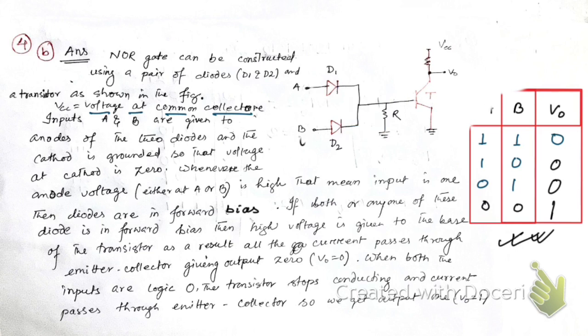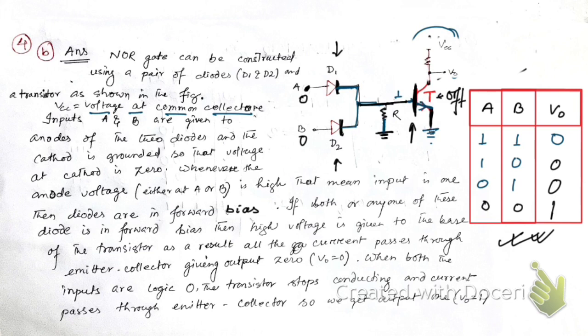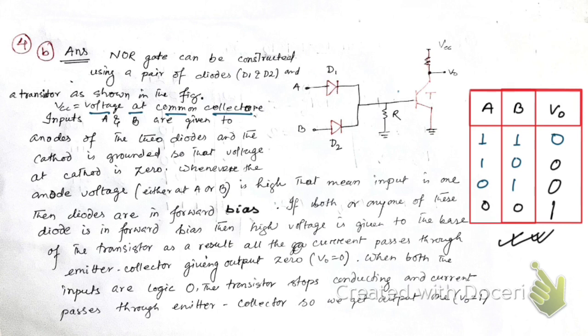So take a screenshot of this. Let me clean this so that you can take a screenshot. Here this is the diode, you can see, let me make it darker. This is B, this is A, this is VCC, and this is V0. This is the transistor, the emitter of the transistor. This is the collector, this is the base of the transistor, and this is grounded. There is a resistance here. So now take a screenshot of this. This is your answer.